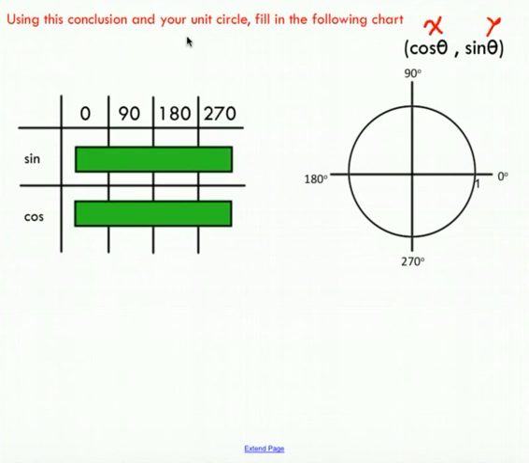Using that conclusion and a unit circle, we're going to fill in this chart to calculate the sine and cos of these without a calculator. Okay, so I know your calculator will do this for you, but it's kind of important that you learn how to use this unit circle moving forward. So remember that our conclusion was any coordinate on this unit circle can be written as the cos of the angle formed by the terminal arm and the x-axis, comma, the sine of that angle. Okay, so that's our x, y coordinates.